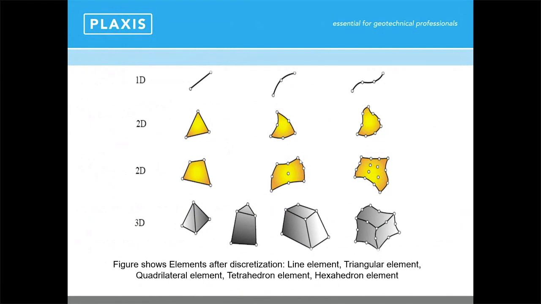These are the basic elements in Plaxis 3D. For line elements, we are using a three noded line element. For triangular, we are using a six noded triangular element. And for 3D, 10 noded tetrahedral elements are used in Plaxis 3D. This is just for your information. We have fixed elements, there's no other choice. Only this type of basic element is available in Plaxis 3D.